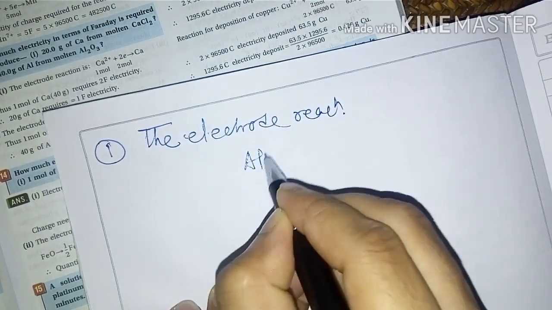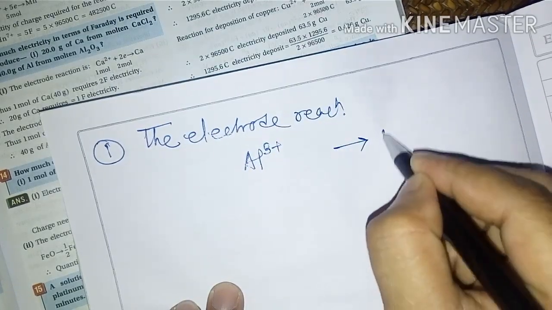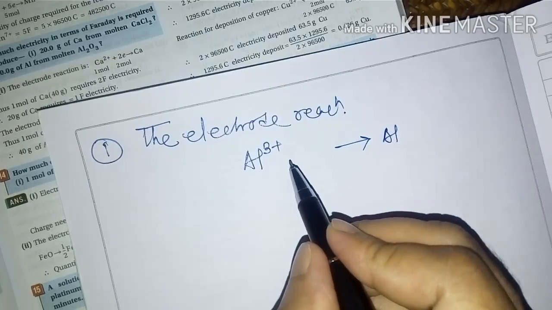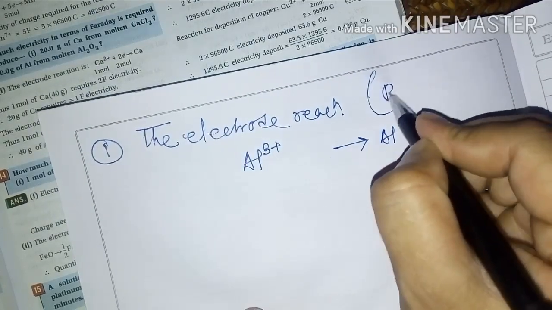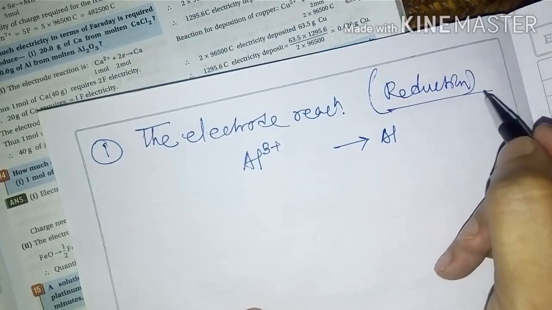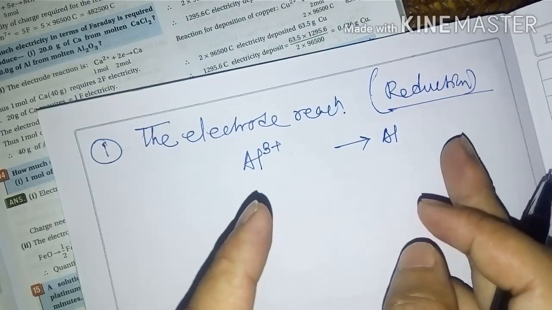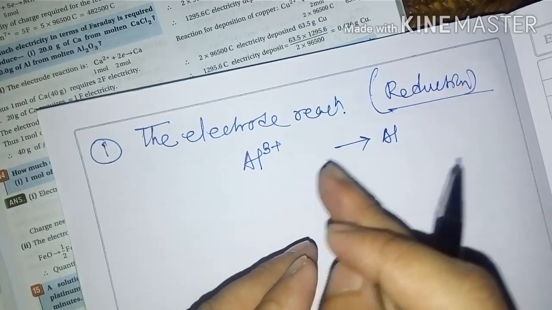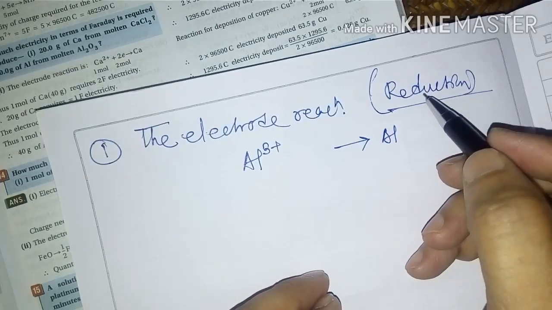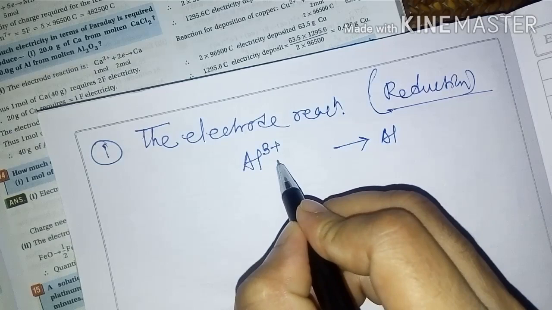This one is Al3+ to Al. This is a reduction reaction, so in this reaction electrons have to be added. Adding of electrons is reduction, that means gain of electrons.